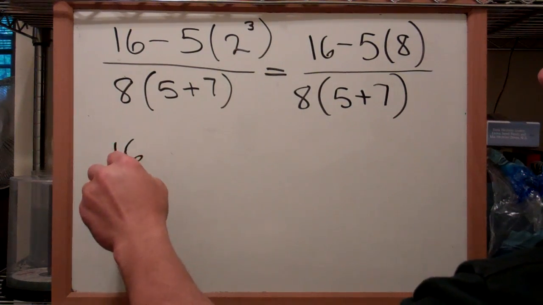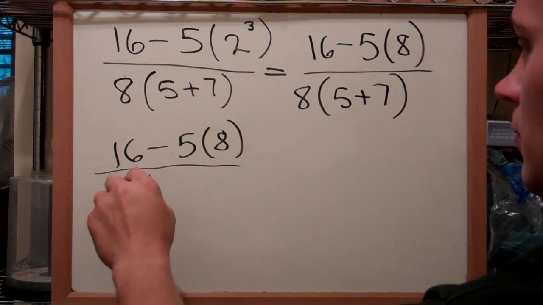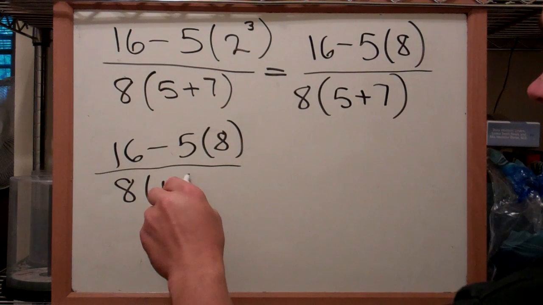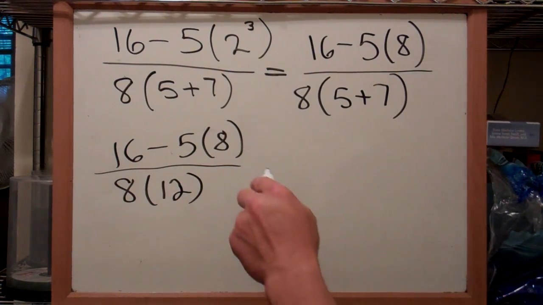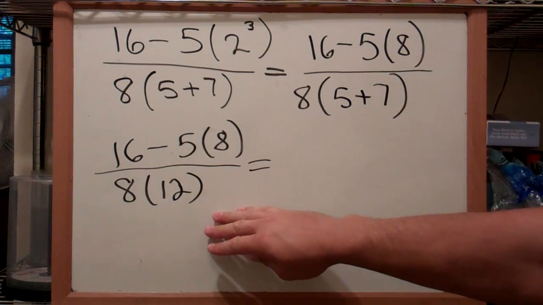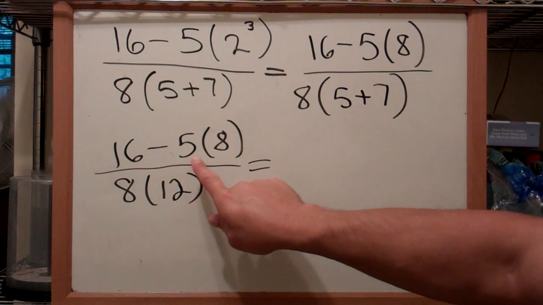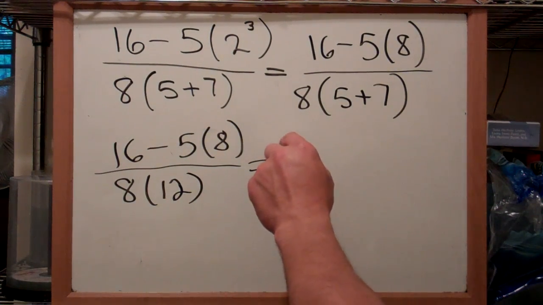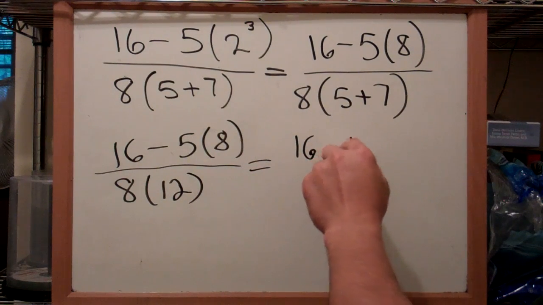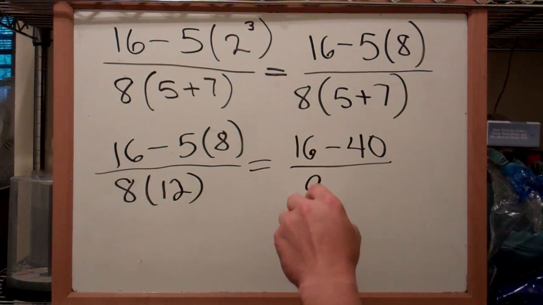So we can now rewrite this. We took care of one operation on the top, one operation on the bottom. Let's go back to the top here. We have subtraction and multiplication still. So multiplication comes before the subtraction. 5 times 8 is 40. And then on the bottom, 8 times 12 is 96.